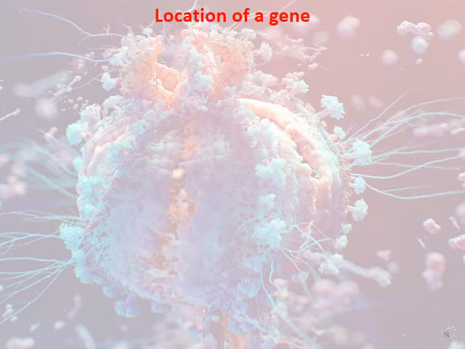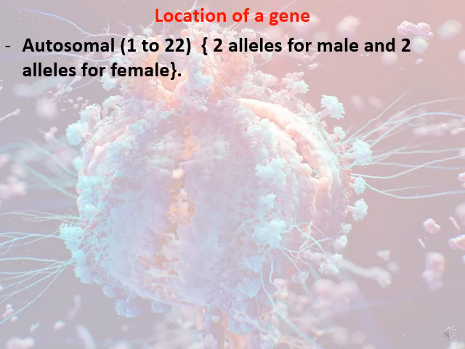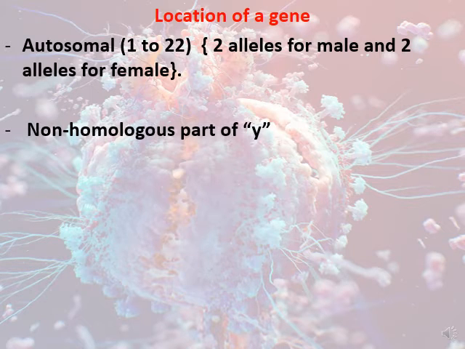Let's talk here about the location of a gene. The gene may be located on the autosomes. Autosomes means from chromosome pair number 1 to pair number 22, where there are two alleles for the female and two alleles for the male. Why am I talking about this? Let's check. If it's found on the non-homologous part of Y, it is found only in the male, so we don't have it in the female.